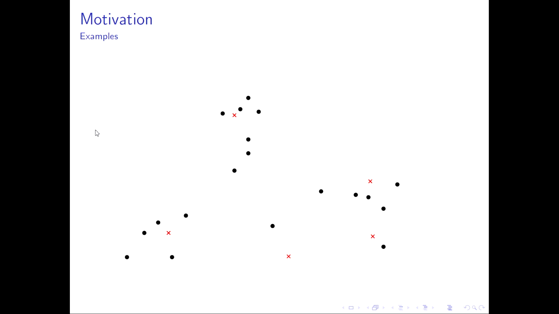Let's see whether this is an approximation. Now this set is quite a bad example. It contains many of the red points, namely 3 out of 5, and it contains only few of the black points, namely 5 out of 19. So what we essentially get is something like a 0.35 approximation.